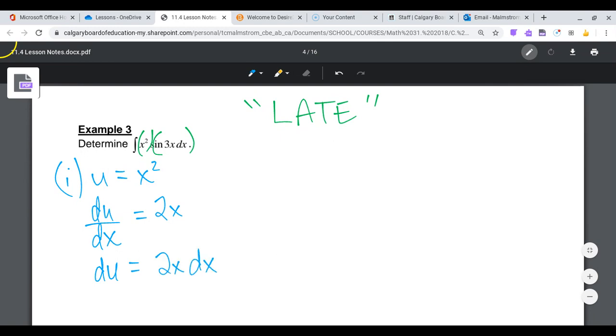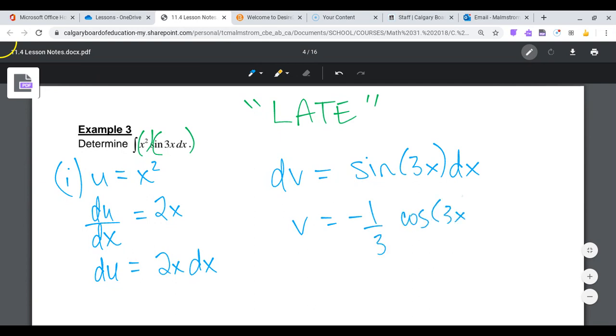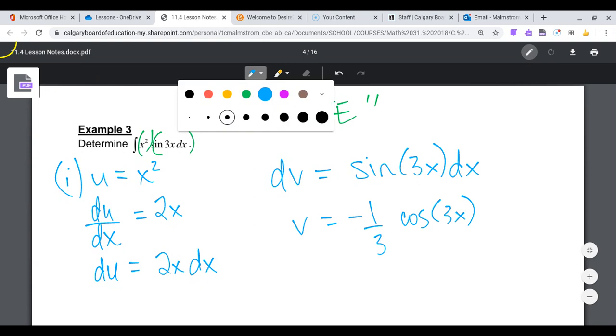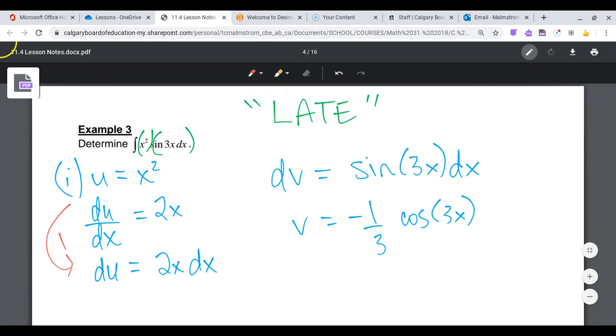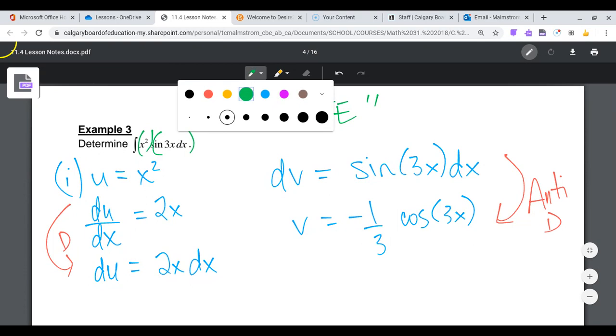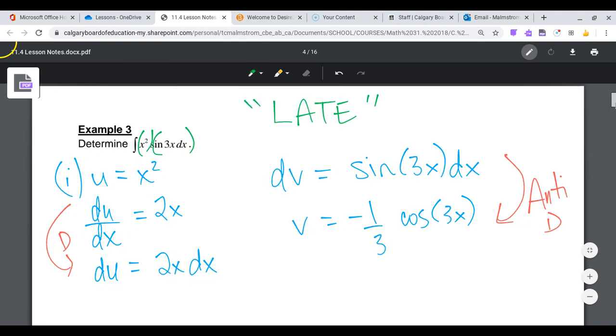And then the other part is my dv, which is equal to sine 3x dx. When I take the antiderivative of this, I would get negative 1/3 cos 3x. Okay, so you just have to remember which way you're going. This is derivative, this is antiderivative. All right, so from here, I can now fill in my formula.